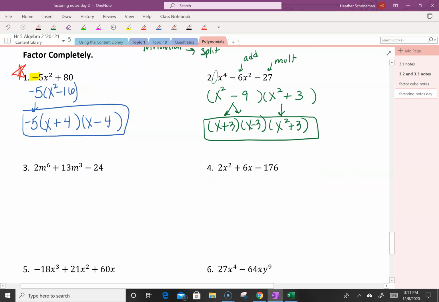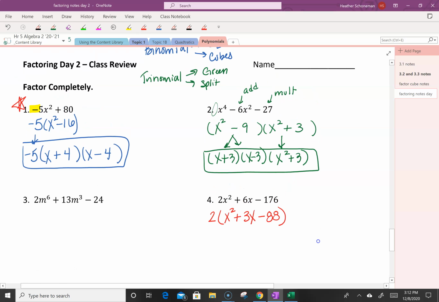All right, now we're going to go down to number 4. We're just going to skip around a little bit. Number 4. First thing we need to look for, every single time you start a factoring problem, you're going to look for the greatest common factor. And the greatest common factor in this one is 2. So I'm going to take out a 2. I'm not taking out a variable. It's not going to change my variables. So this gives me x squared plus 3x minus 88.